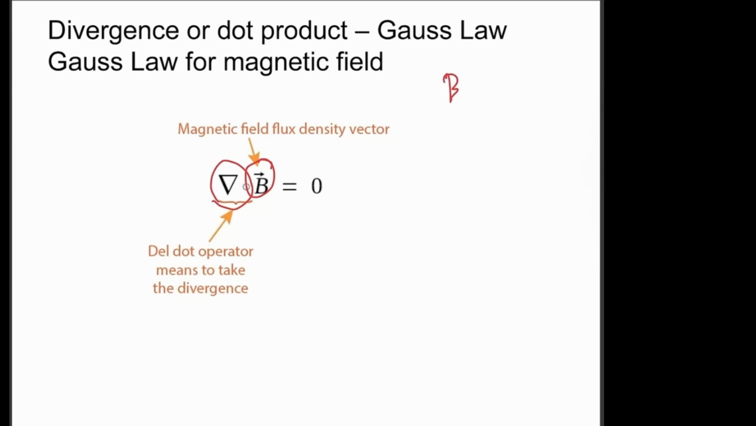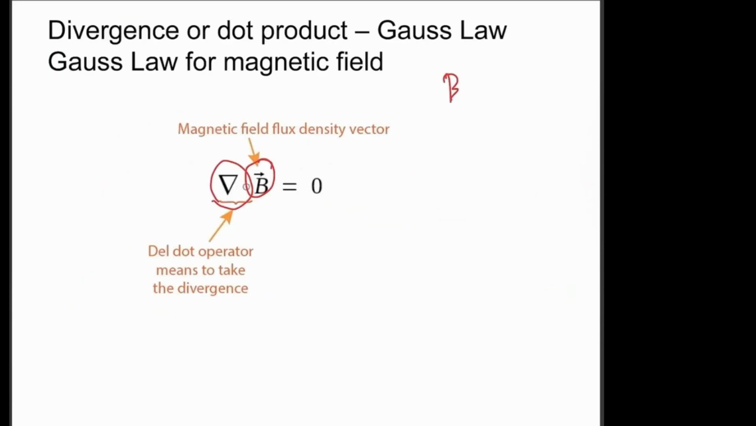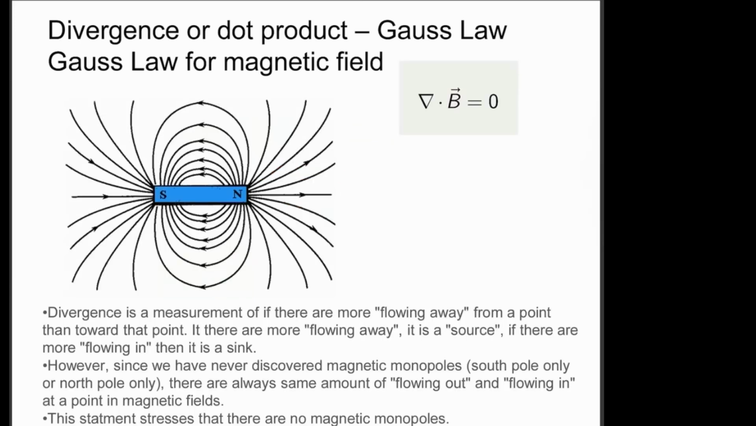Why always 0? For the electric field, they have positive, negative, and 0. However, for the magnetic field, it is always 0. Why? Okay, we know that for the magnetic field, this is a magnet. A magnet has a south pole and a north pole.